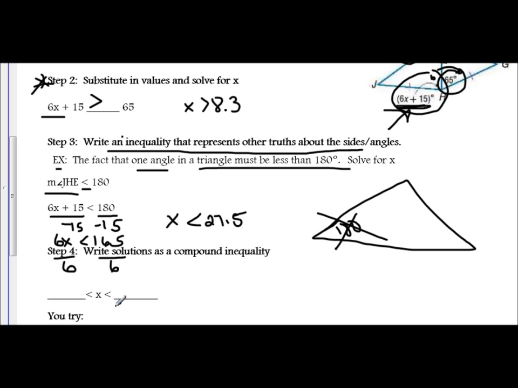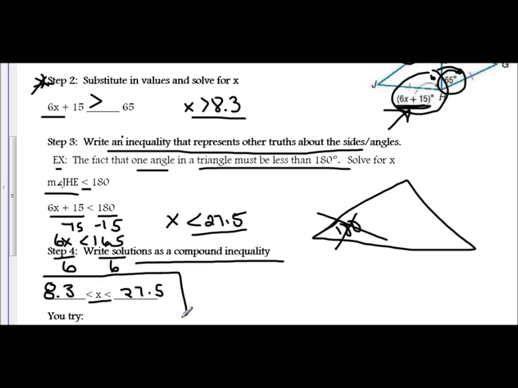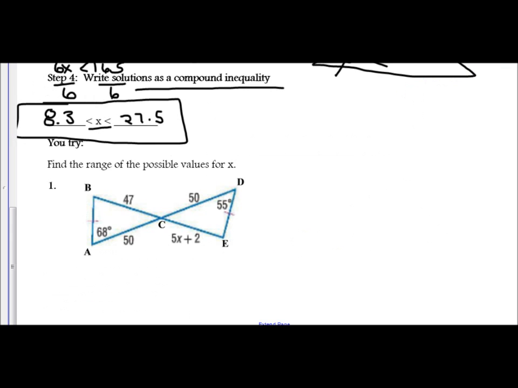And now my next step is to write a compound inequality, which is when we did the range for the third side of a triangle. We had to establish what is x greater than and what is it less than. Well, in this case, it was greater than 8.3, and it was less than 27.5. So our final answer is that x is greater than 8.3 but less than 27.5.